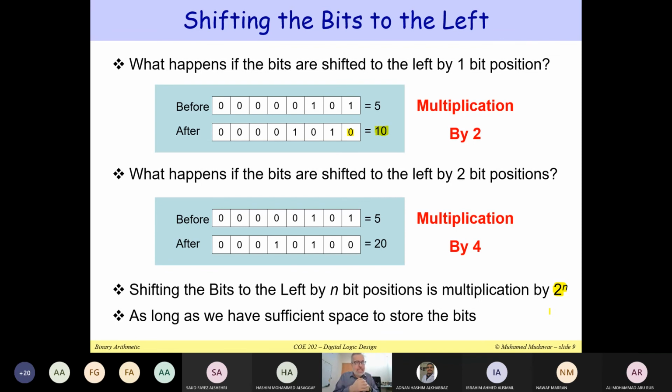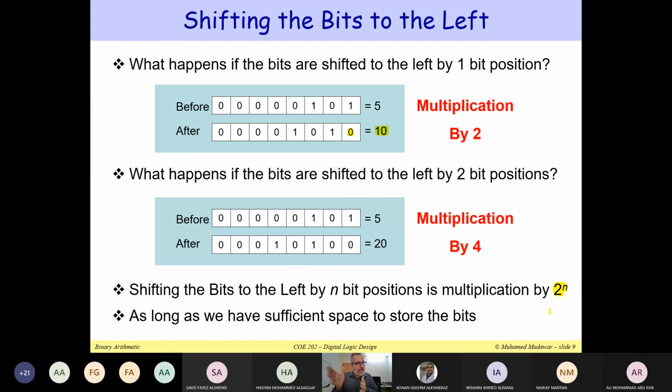That's how multiplication is done. So we're shifting to the left, and we are adding the partial products, and then we accumulate, we sum all these partial products to get the final product at the end. So this is the meaning of shifting.